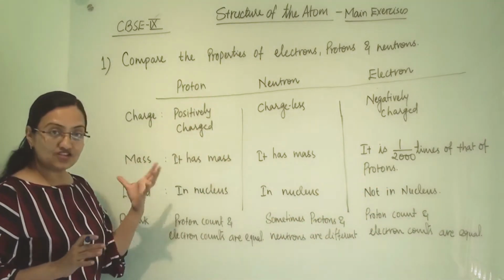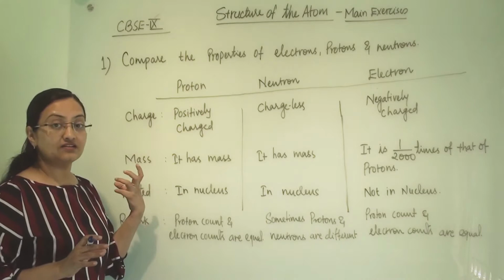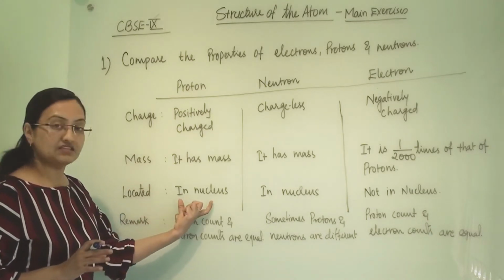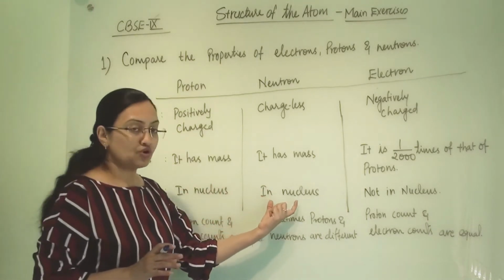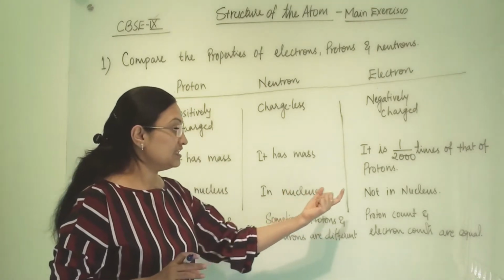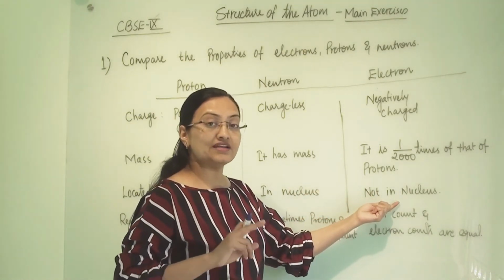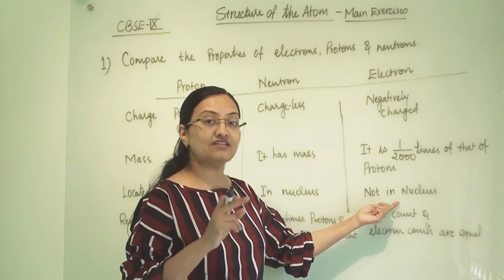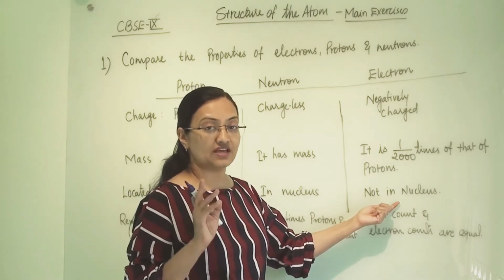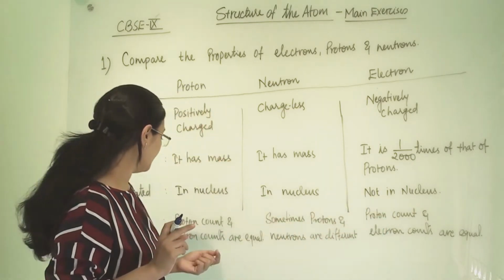Now where are they situated? Where are they in the atom? Protons are in the nucleus. Neutrons also are in the nucleus. Electrons are not in the nucleus; they are outside the nucleus and rotating around it. Any of this you can write it here.